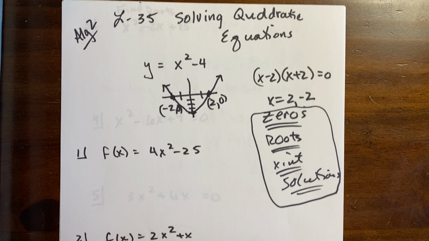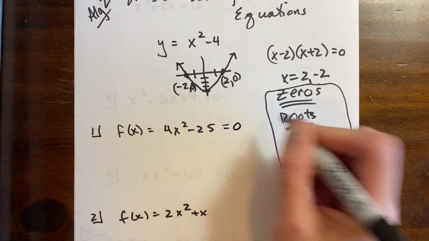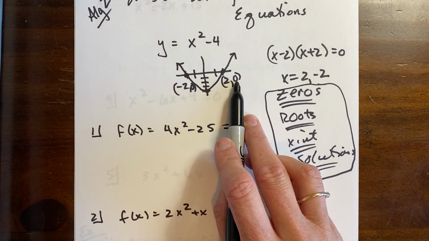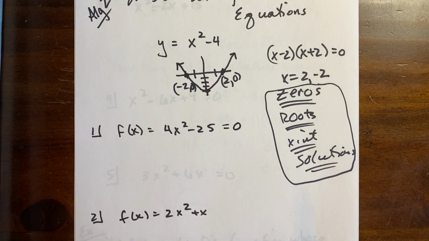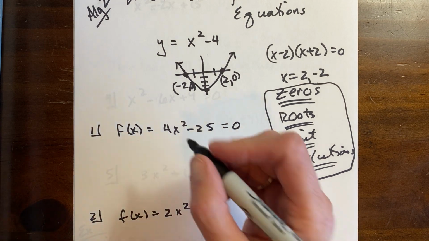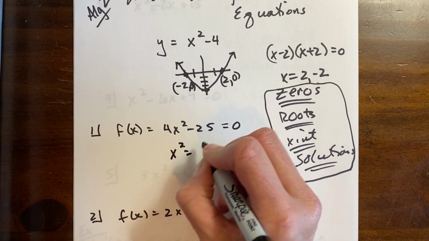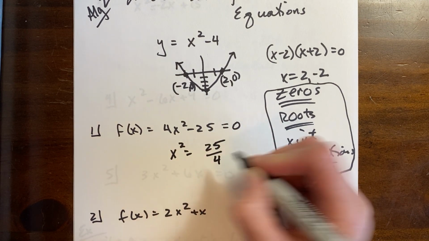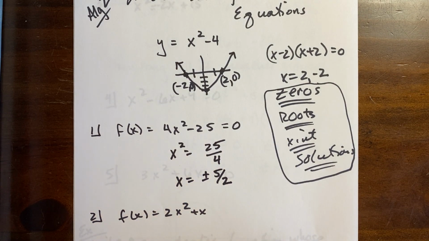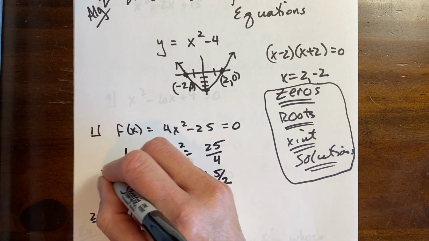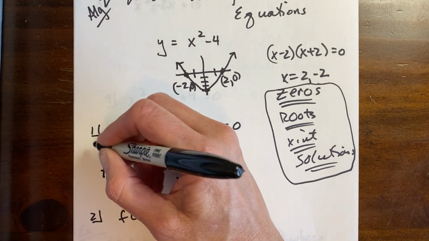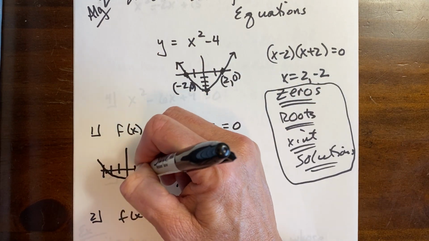So for this first one, I am going to set it equal to 0. Where is this function equal to 0? Notice function is y. y and f of x are the same. When I use the word function, I'm referring to y. Where is this function equal to 0? Where is y equal to 0? Well, let's solve for x. Take the 25 to the other side, divide by 4, plus and minus 5 halves when I take the square root. This parabola crosses the x-axis at positive 2.5 and negative 2.5. It's positive, so it opens up.